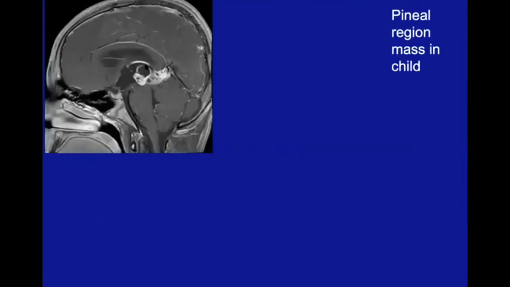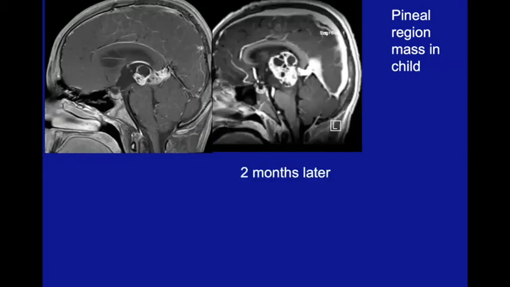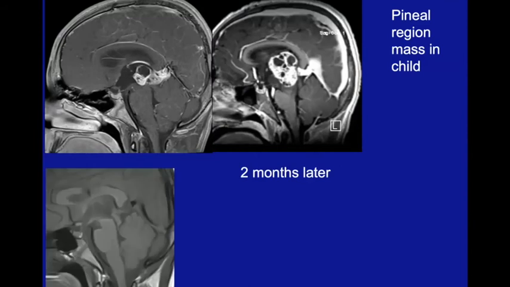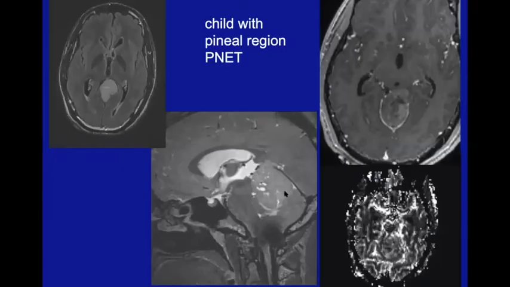So here's a child with this complex pineal region tumor, cystic, solid, kind of extending back here along the vein of Galen. This is what they look like 2 months later. This is the appearance of a pineal teratoma. This is what they look like after surgery. Here's a different tumor. Notice this one is more solid with a few cysts, not a lot of enhancement here, and some restriction. Here it is on FLAIR imaging. This is a primitive neuroectodermal tumor. So again, these are children with pineal region tumors.